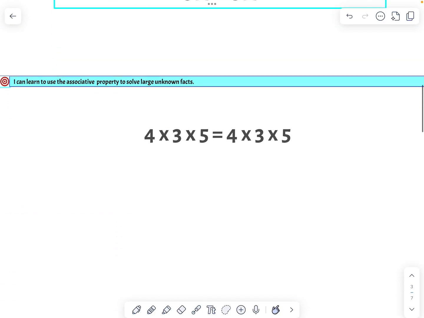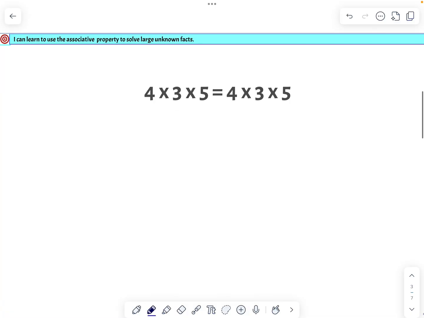Let's take a look at a different problem. So here, we're going to associate the 3 with the 4 on this side, and on this side we're going to associate the 3 with 5. Let's work out the numbers. So 4 times 3 is 12 times 5. We've already done the 12 times table. We know that's equal to 60.